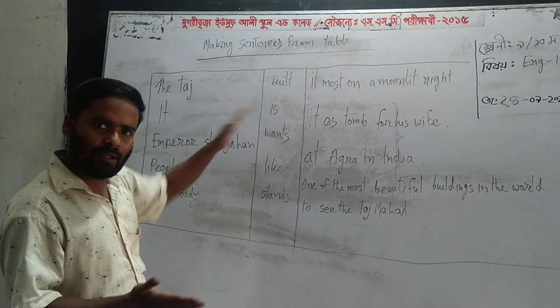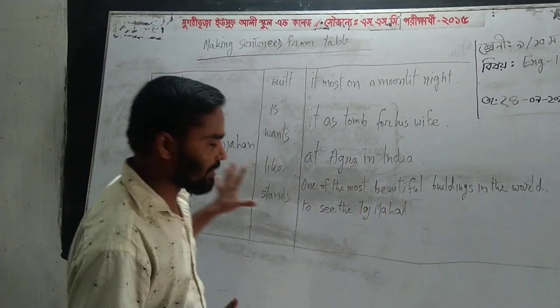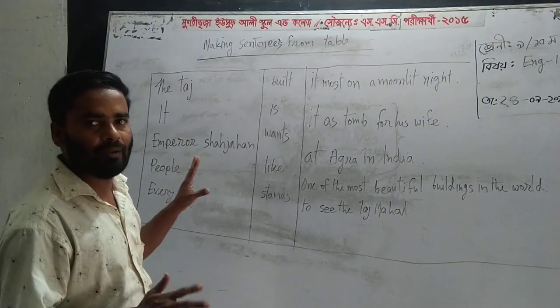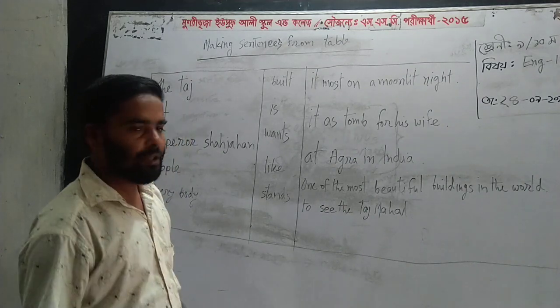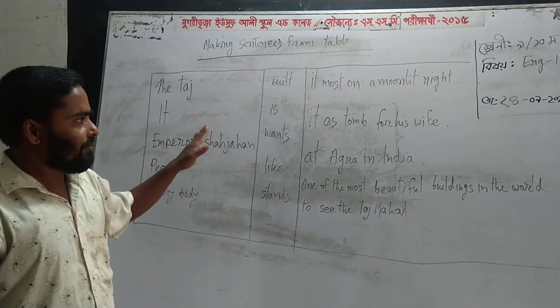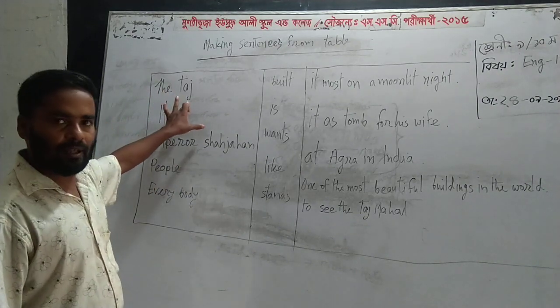So are there any difficult words? I think there are not any difficult words. So this will be very easy for you to make 5 sentences from this table. So try to make 5 sentences from this table. So have a look. The Taj. Here is the first one.